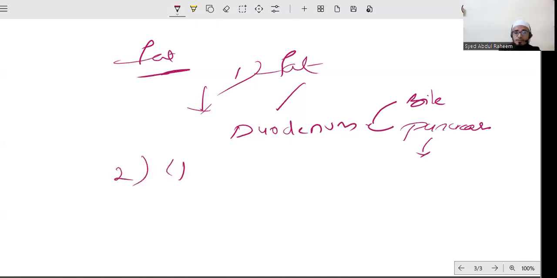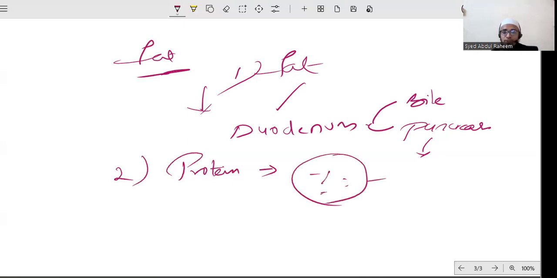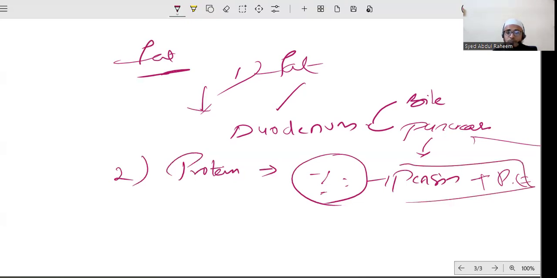Second, we have protein. Protein is hydrolyzed by the digestive enzyme pepsin, and along with that, pancreatic enzymes, both will help in the digestion of protein, and it will be converted into amino acids. Okay, this is the second thing we have to remember.